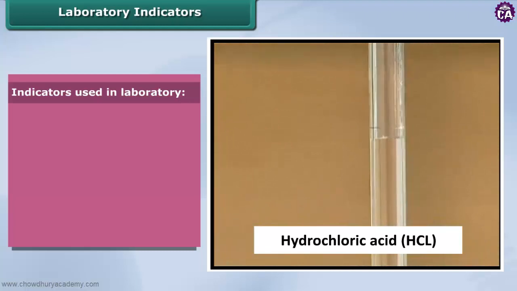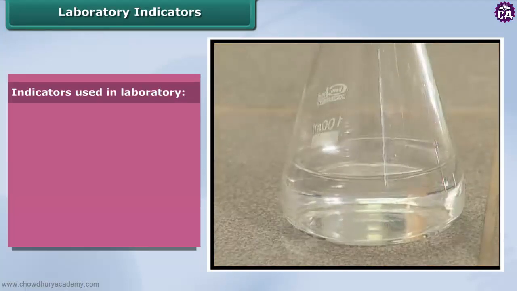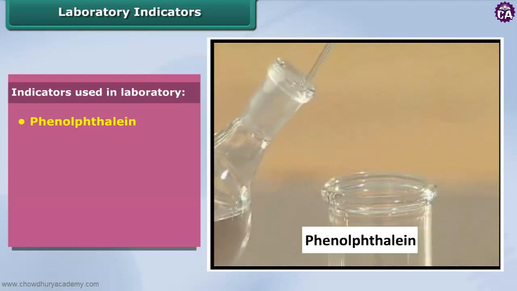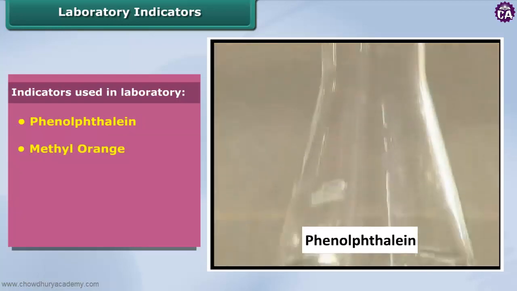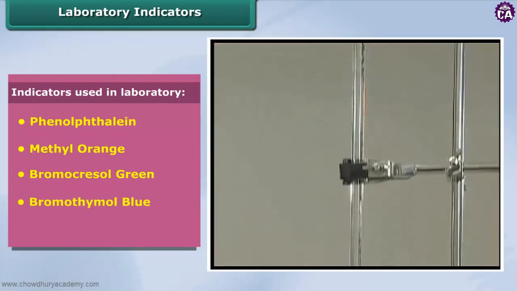Let us perform a simple experiment. Take some hydrochloric acid in the beaker. Then add some phenolphthalein to it. Now add sodium hydroxide drop-wise to this solution with continuous stirring.